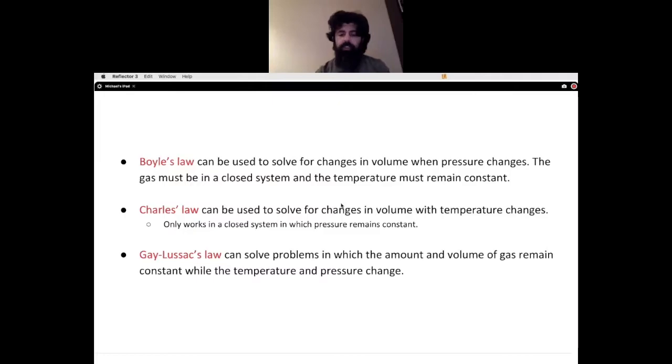Anyhow, here's just a recap of the laws that we've seen. We've looked at Boyle's law. Boyle's law looked at volume and pressure changes when temperature remained constant. Charles' law looked at volume and temperature changes if pressure remained constant. And lastly, Gay-Lussac's law looked at volume remaining constant, but we're looking at temperature and pressure changes.